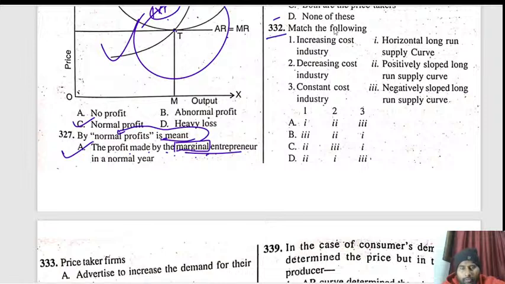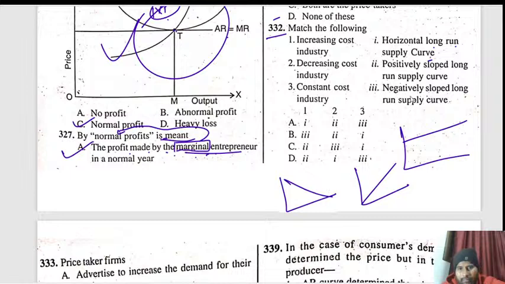So question number 332. Match the following: increasing cost industry, decreasing cost industry, constant cost industry. So here horizontal long run supply curve like this, positively sloped long run supply curve like this, negatively sloped long run supply curve like this. So here constant cost industry I think will be going to positively sloped long run supply curve. 3 2 means, there is no option of 3 2.